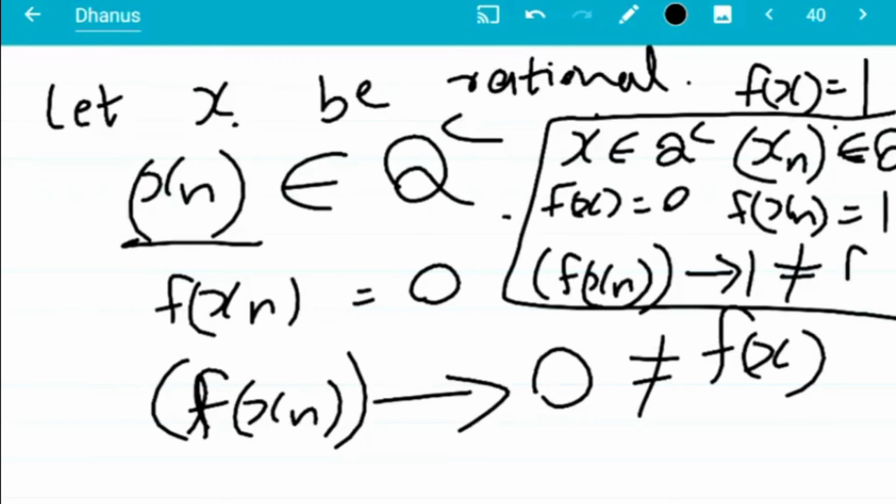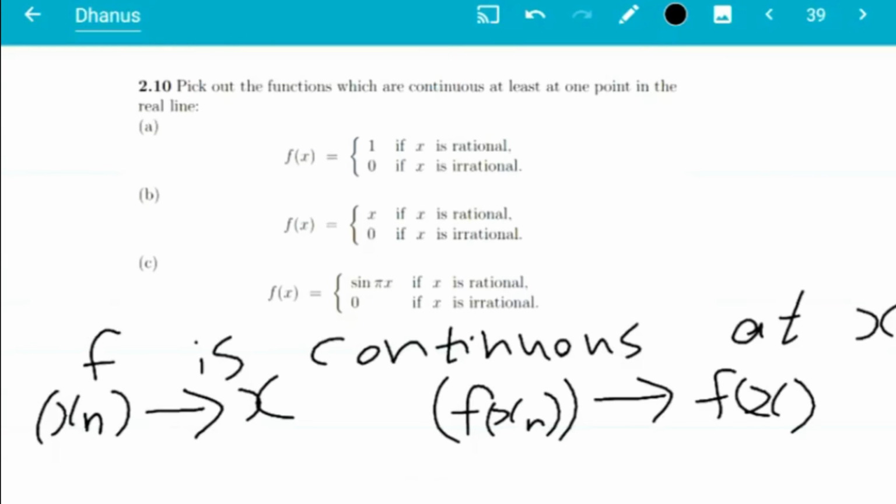In both rational numbers and irrational numbers, the function is not continuous. So the first function is not continuous. That function is nowhere continuous. The first option is false. Then what about the second option?